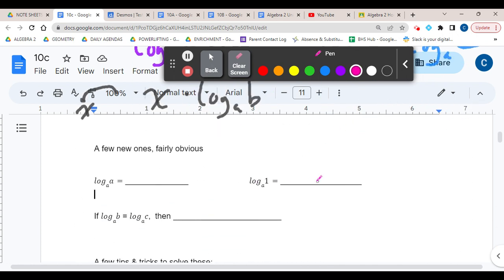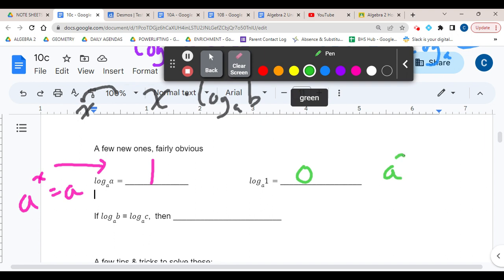There's a few fairly obvious ones here. If we have log base A of A, that's going to equal 1, because we're asking for A to some power equal to A, so that power would have to be 1. If we have log base A of 1, that's going to equal 0, because if A to some power is equal to 1, the only power that works is 0. Lastly, if log base A of B is equal to log base A of C, then we can say that B is equal to C.